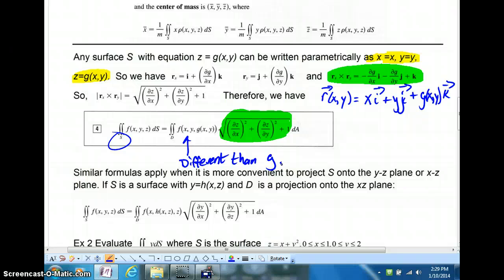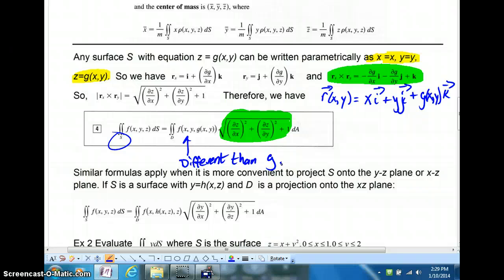So one other comment, similar formulas apply when it's more convenient to project S onto a different plane. Who's to say that your equation is z equals x squared plus y squared? Maybe it's y equals x squared plus z squared. You could have a paraboloid that's opening about a different axis, is what the author is saying right here.